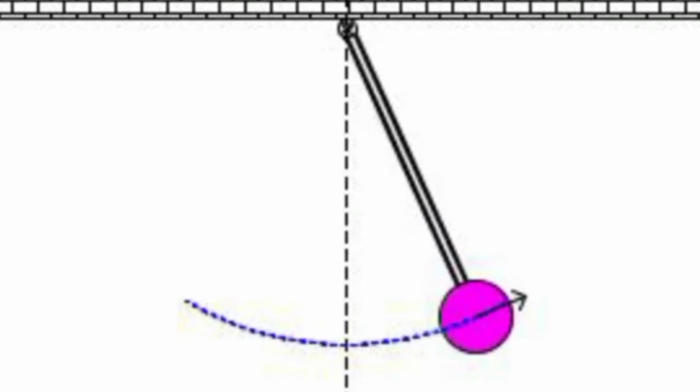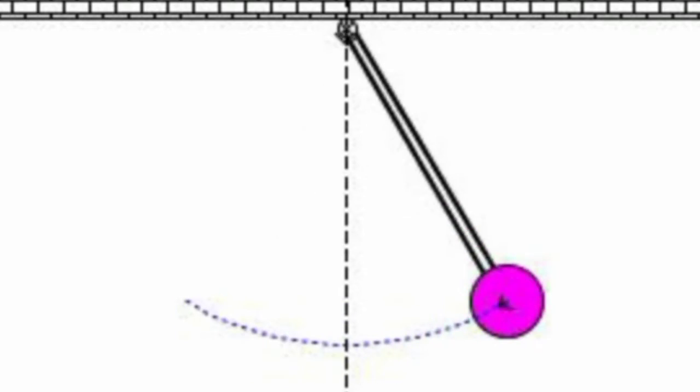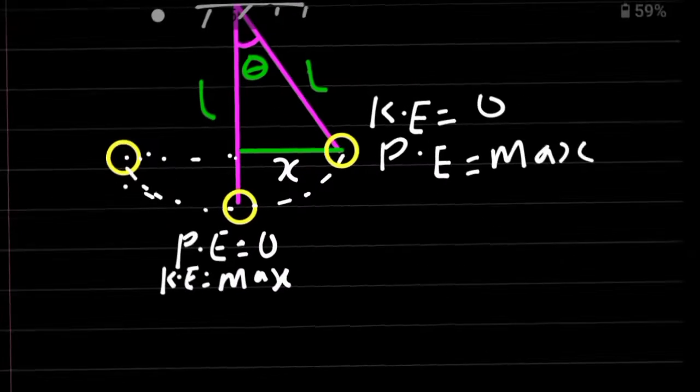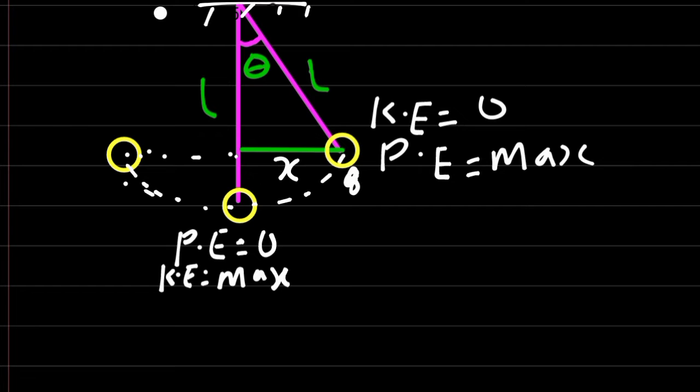The kinetic energy is zero when the motion of the object is about to be reversed. So at this particular point here, potential energy is maximum, while the kinetic energy is zero. While at the center here, the kinetic energy is maximum, but the potential energy is zero. The same thing happens here. Kinetic energy is zero, while potential energy is maximum.